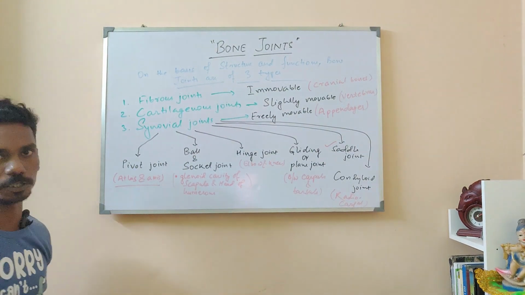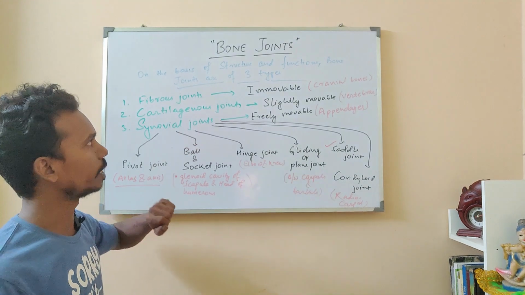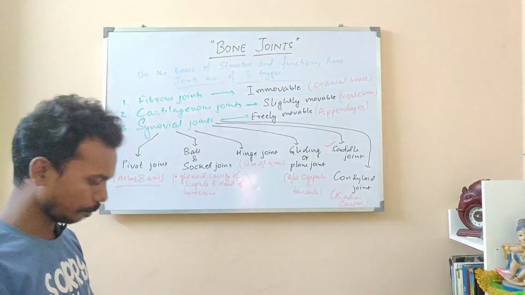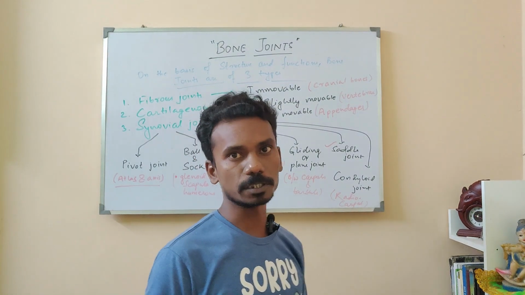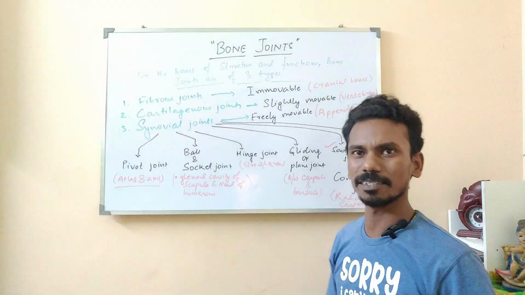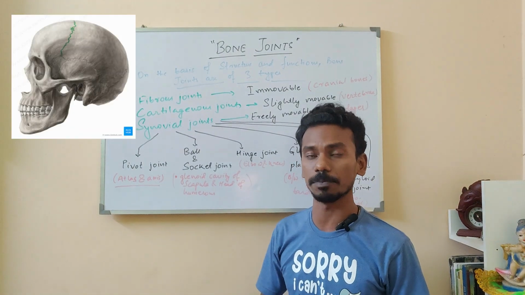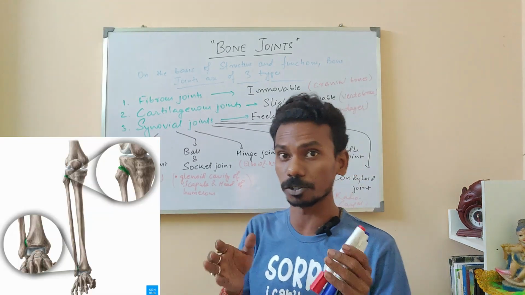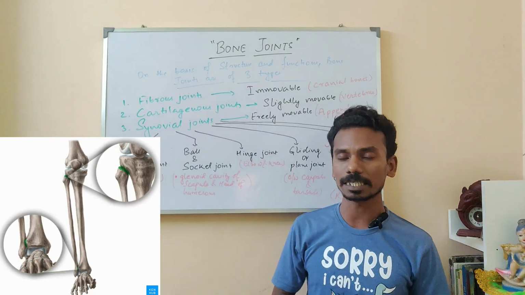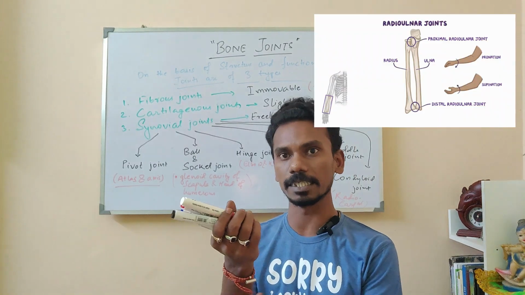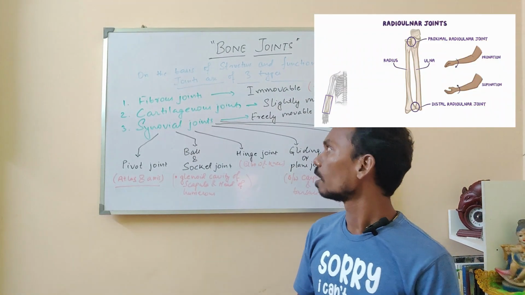If we divide the bone joints on the basis of structure and function, we can divide our bone joints into three types: fibrous, cartilaginous and synovial joints. Fibrous joints are basically immovable joints. These kinds of joints are present in your cranium, between your tibia and fibula, and between your radius and ulna.